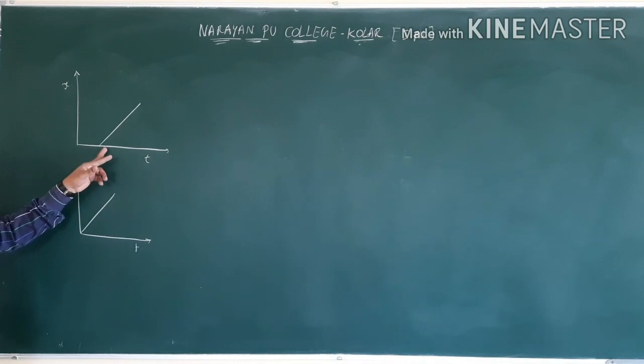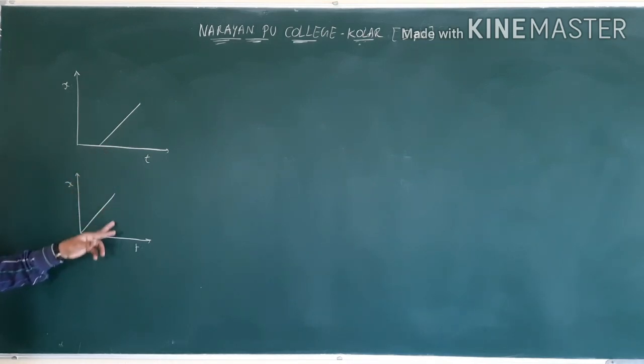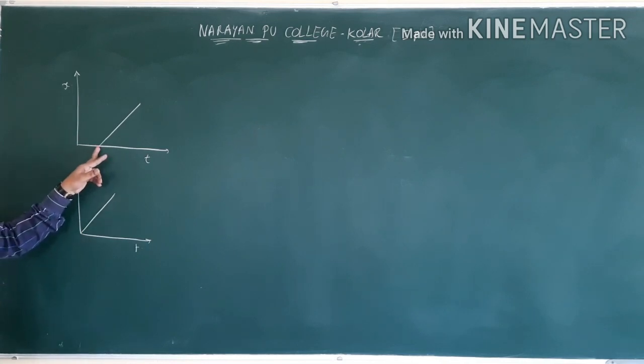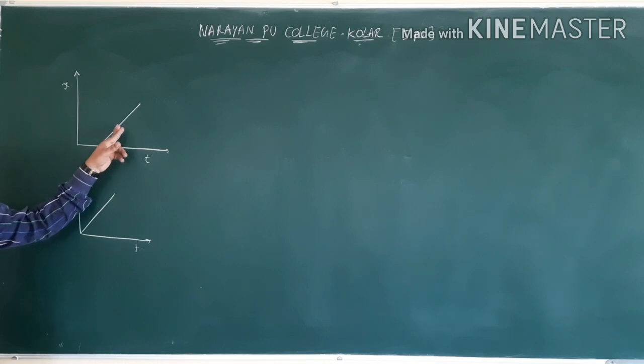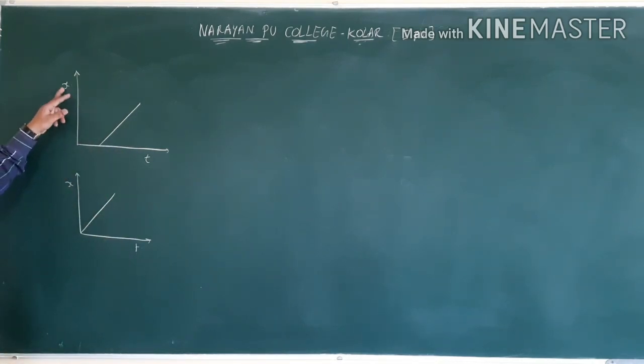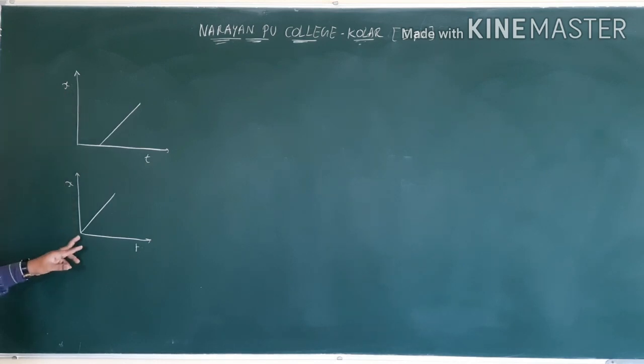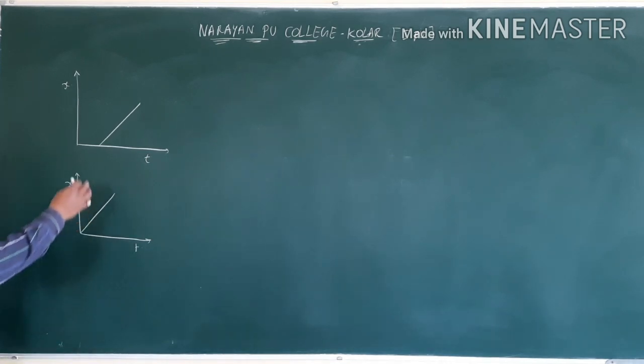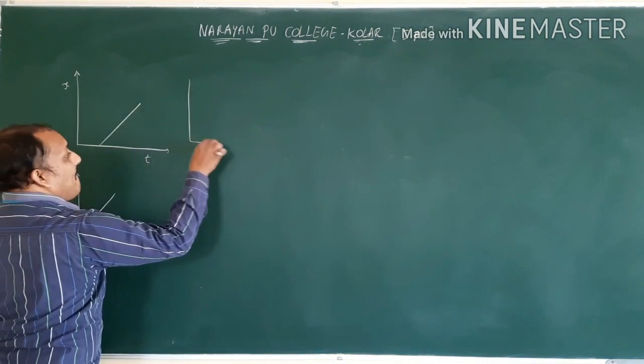Now what is the difference between this graph and this graph? This is starting from the origin, and this is starting after some time. It means after some time the person or object is moving with uniform speed, if it is distance. Understood? In this one, the object is moving with uniform speed from the initial position only. So they will give the same graph like this.